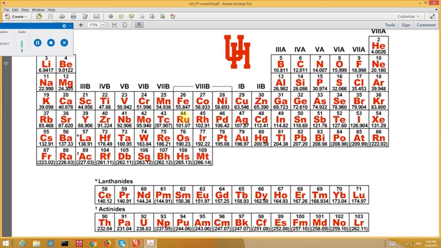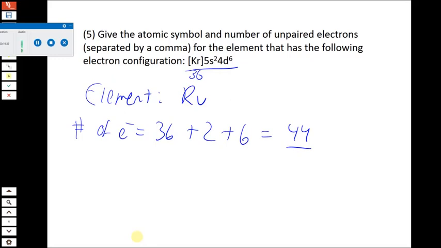So if it has 44 electrons, and we give you the electron configuration and you're asked to find the element, I think the easiest way to do it is just figure out how many total electrons that is, and then find that number on the periodic table. So don't necessarily worry about thinking about all the different subshells and things of that sort. So that's how we can identify that the element is ruthenium, Ru.